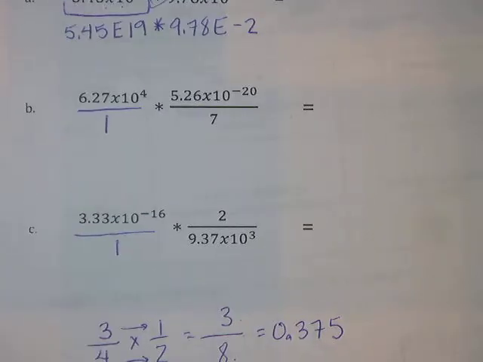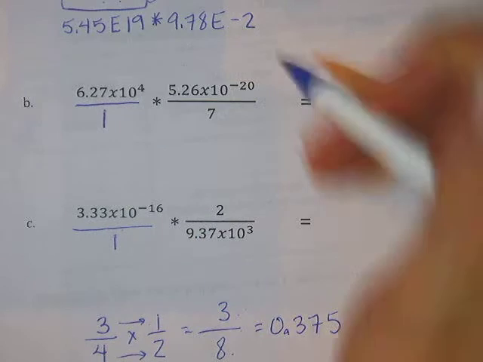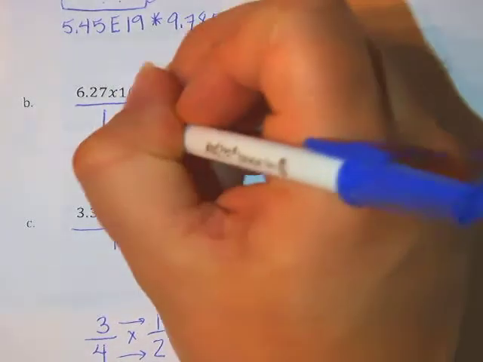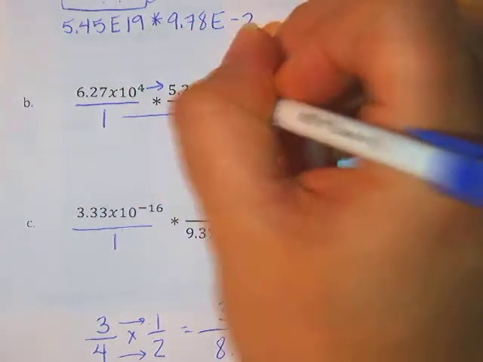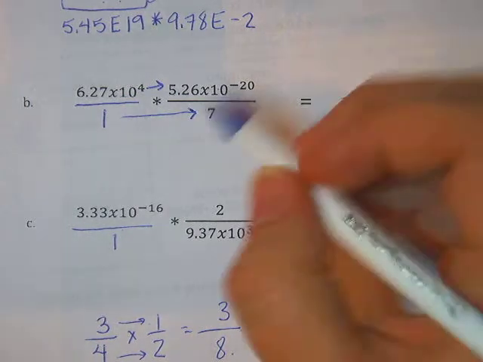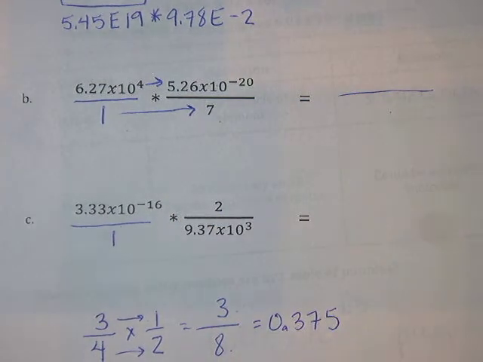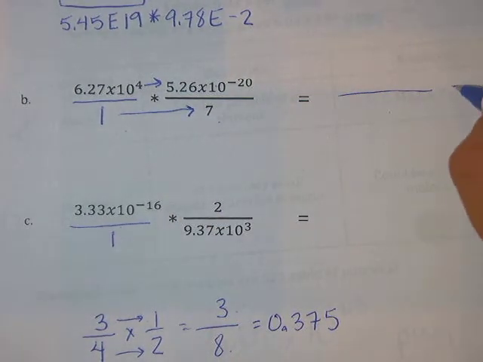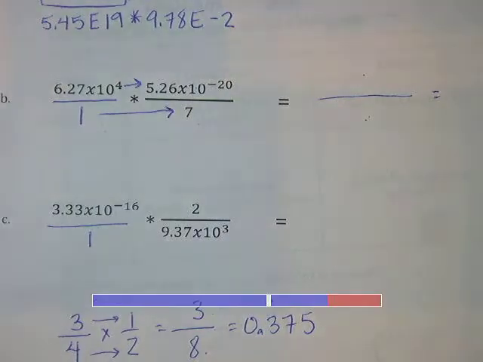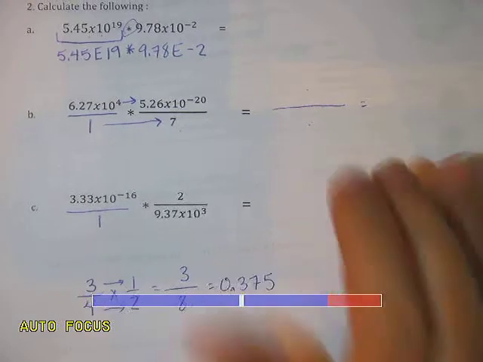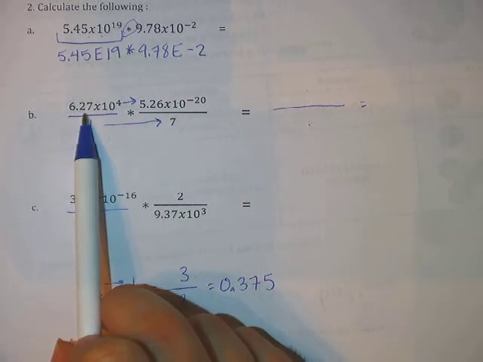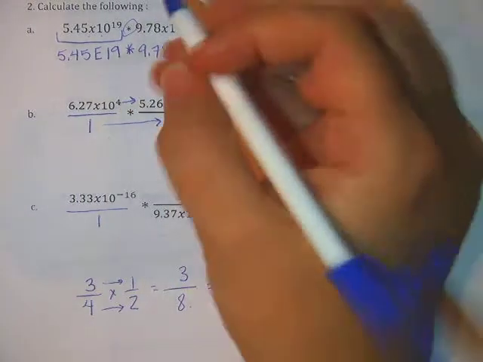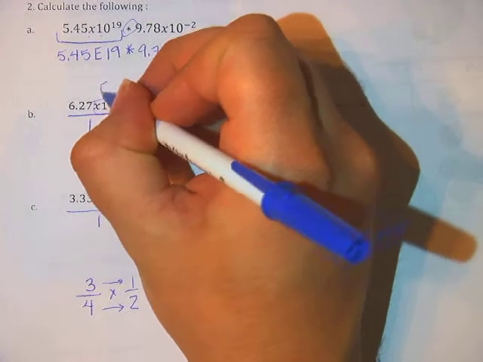So when you go look at problems like B and C, you can multiply straight across. Top times top, get a new top. Bottom times bottom, get a new bottom. And then divide top over bottom to get your final answer. So like in part B, you would type in your calculator 6.27 times 10 to the fourth, except instead of that times 10, you use the E button.